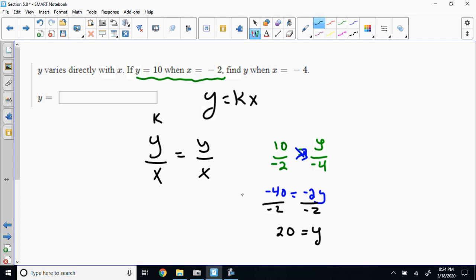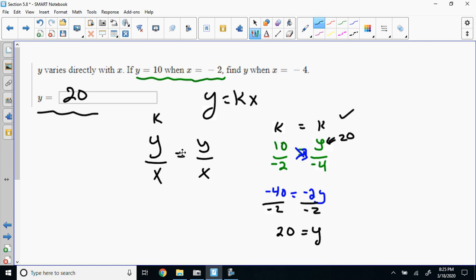And we can check it. So if we substitute 20 right back in here, let's see this side over here. This should be our k, and then this one should be our k, and our k should be equal to one another. So 10 divided by negative 2 equals negative 5, and 20 divided by negative 4 equals negative 5, and it does, right? So this checks out. This little bit right here is kind of checking it back in, but they just wanted to know what y would be.